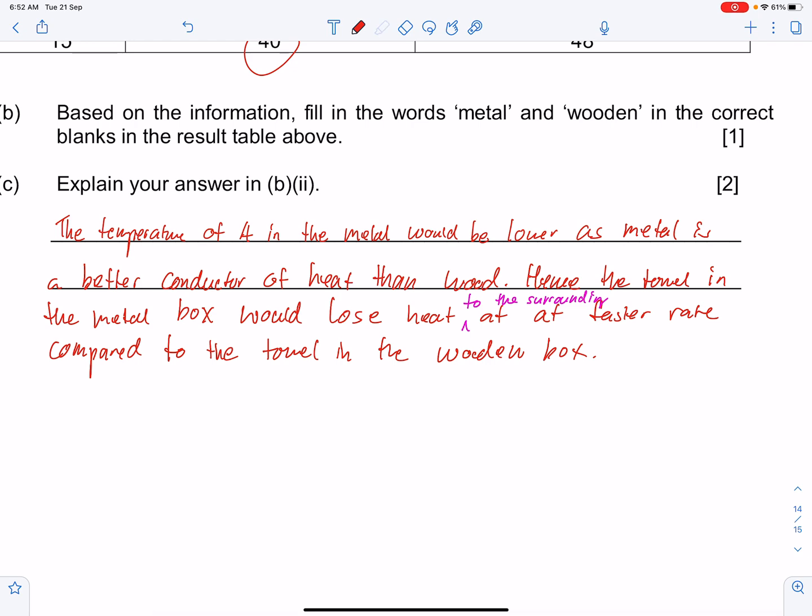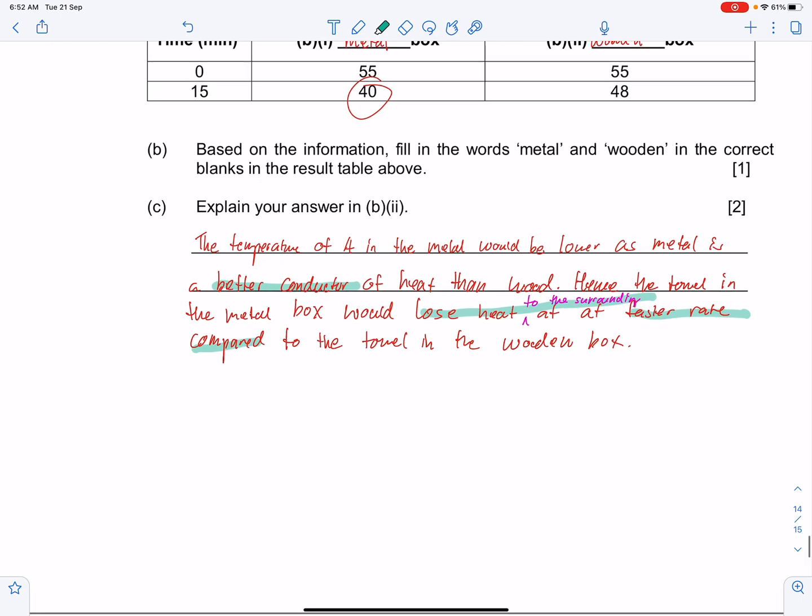So you need to talk about it being a better conductor, you need to compare, and then you need to talk about where heat is being lost, and then you need to talk about the faster rate.